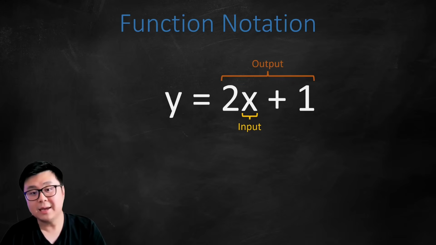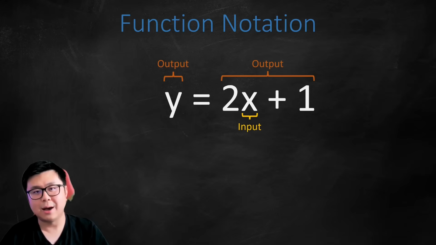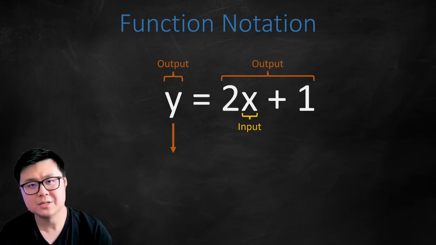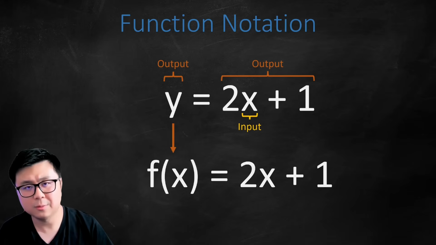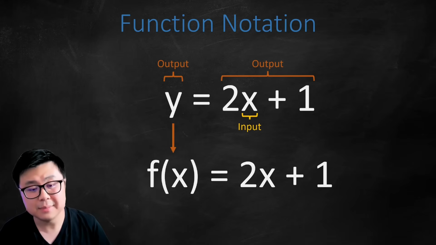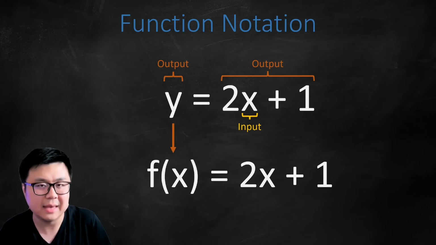Well, since y is equal to that entire right side, that means y has to equal the output as well. So y is known as the dependent variable or the output. That is the basic premise of how a function works. As you probably know, we can rewrite the y as f of x. That means f of x is also going to be the output.